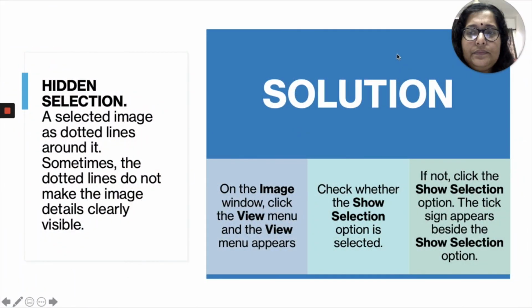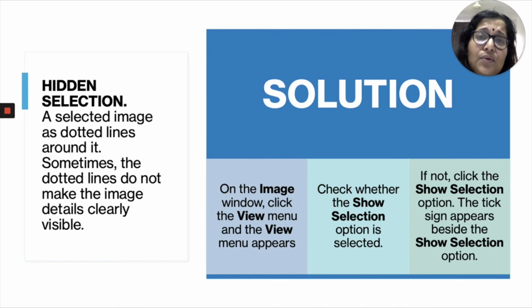Hidden selection. A selected image has dotted lines around it. Sometimes the dotted lines do not make the image details clearly visible. Hidden selection means you are selecting a portion of the picture that will be shown as dotted lines. By making a dotted line across the image, or by selecting a particular area, you will not be able to see the details of the image clearly. So what is the solution for that?